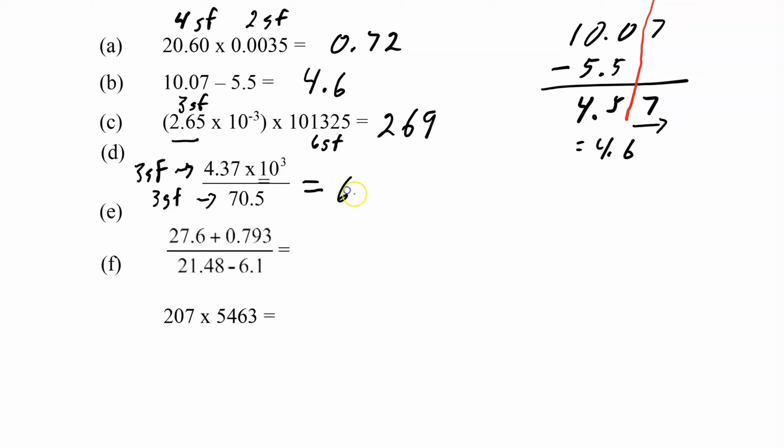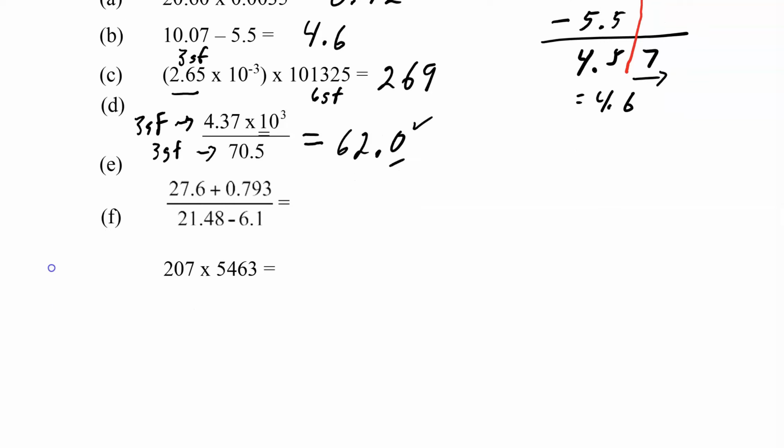Doing the math, we should get a value of 62.0. That 0, of course, is significant because even though it ends the number, we do have a decimal point there. So this is a significant figure, 3 significant figures in our answer. In part E, we have a summation, an addition in the numerator, a subtraction in the denominator, and then we're going to divide the two.